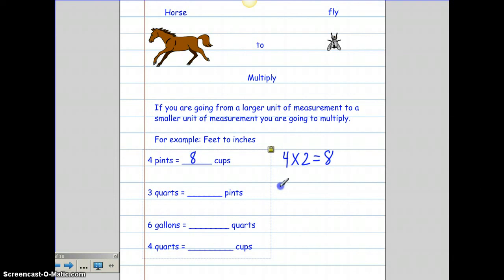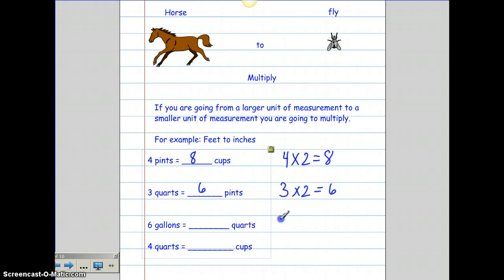Let's move on to quarts. I know that there are 2 pints in every quart, I have 3 of them though, so I have to multiply that by the 2 because there are 2 pints in 1 quart, but I have 3. That's 6. So there are 6 pints in 3 quarts.